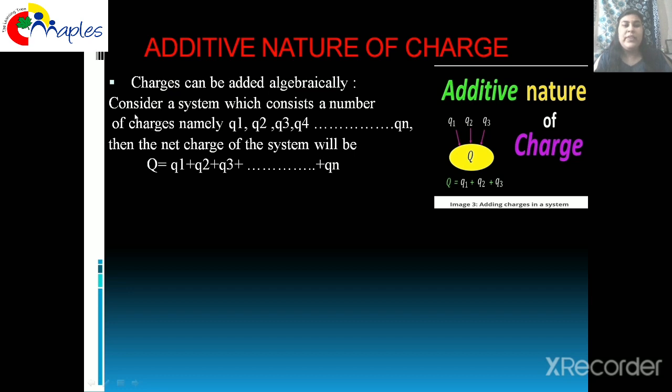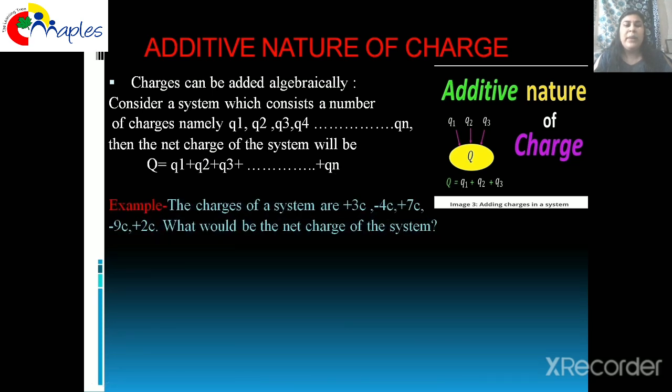By the definition, consider a system which consists of n charges, namely q1, q2, q3, q4 and qn. Then the net charge on the system will become the algebraic sum of all the individual charges, so q1 plus q2 plus q3 up to qn. Now we can demonstrate it by one example. The charges of a system are plus 3 coulomb, minus 4 coulomb, plus 7 coulomb, minus 9 and plus 2 coulomb. What would be the net charge of the system?